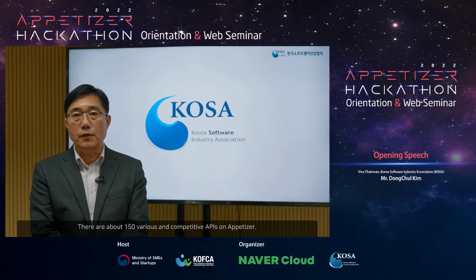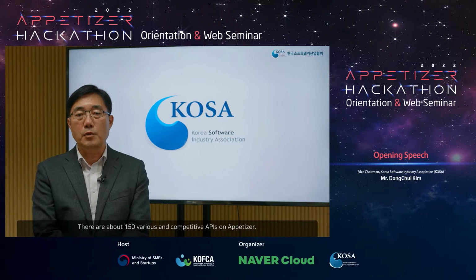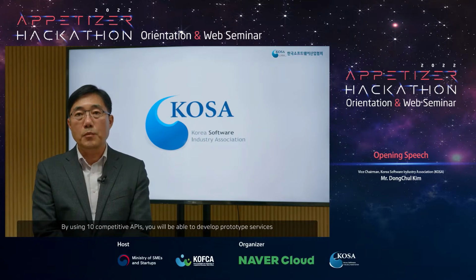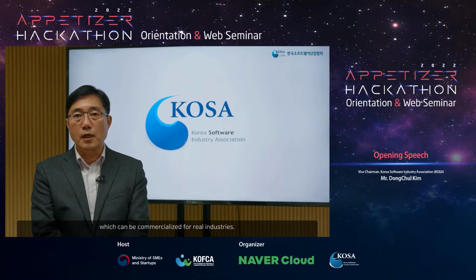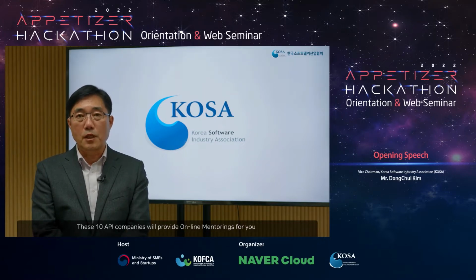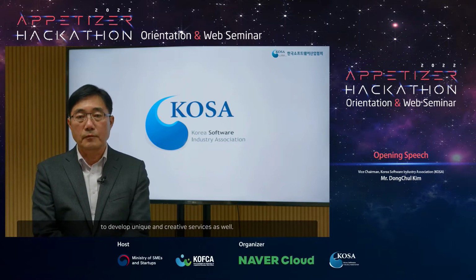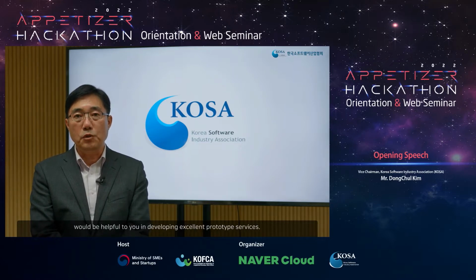There are about 150 various and competitive APIs on Appetizer. Today, we are hosting the second Appetizer Hackathon for expanding the opportunities to use these APIs. By using 10 competitive APIs, we'll be able to develop prototype services which can be commercialized for real industries. These 10 API companies will provide online mentoring for you to develop unique and creative services as well. I'm sure their professional and technical support and feedback will be helpful to you in developing excellent prototype services.